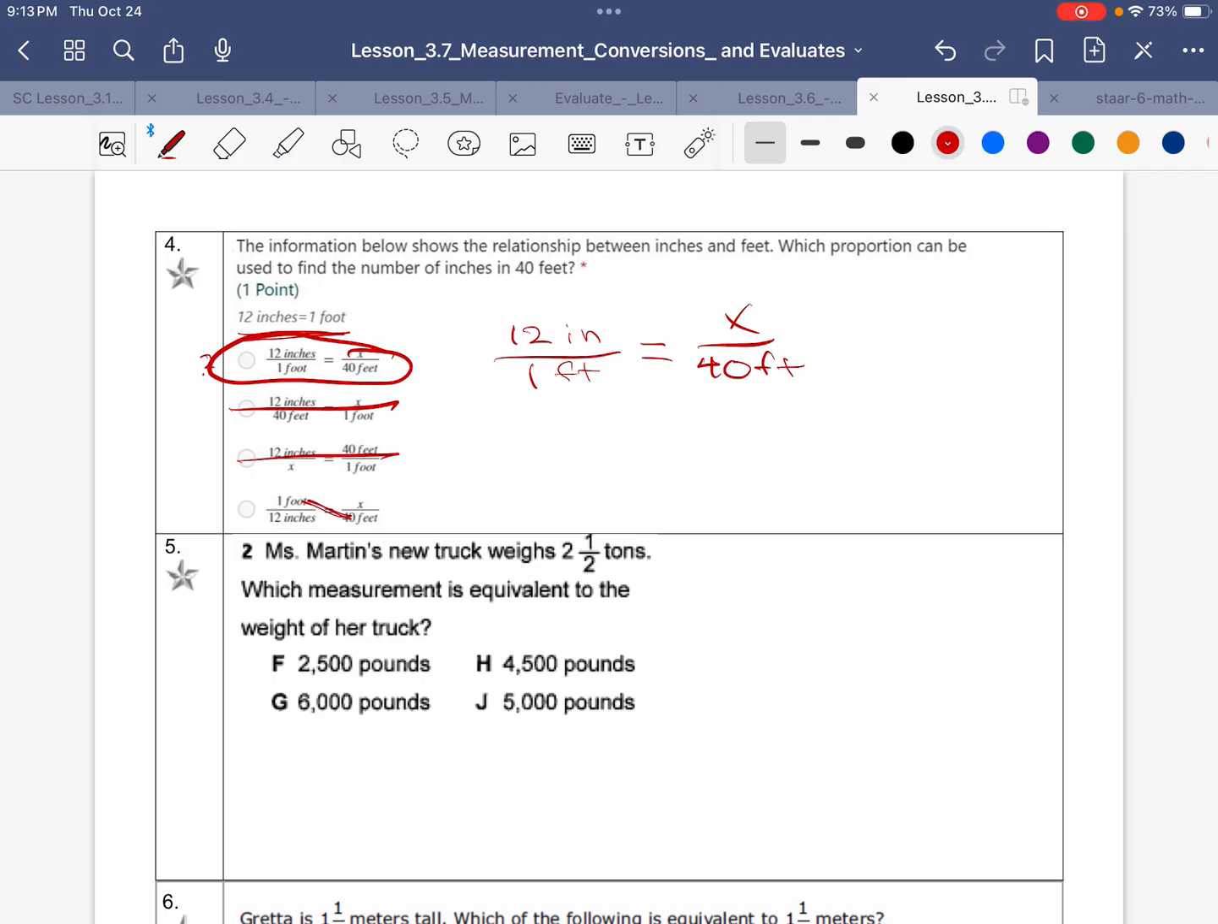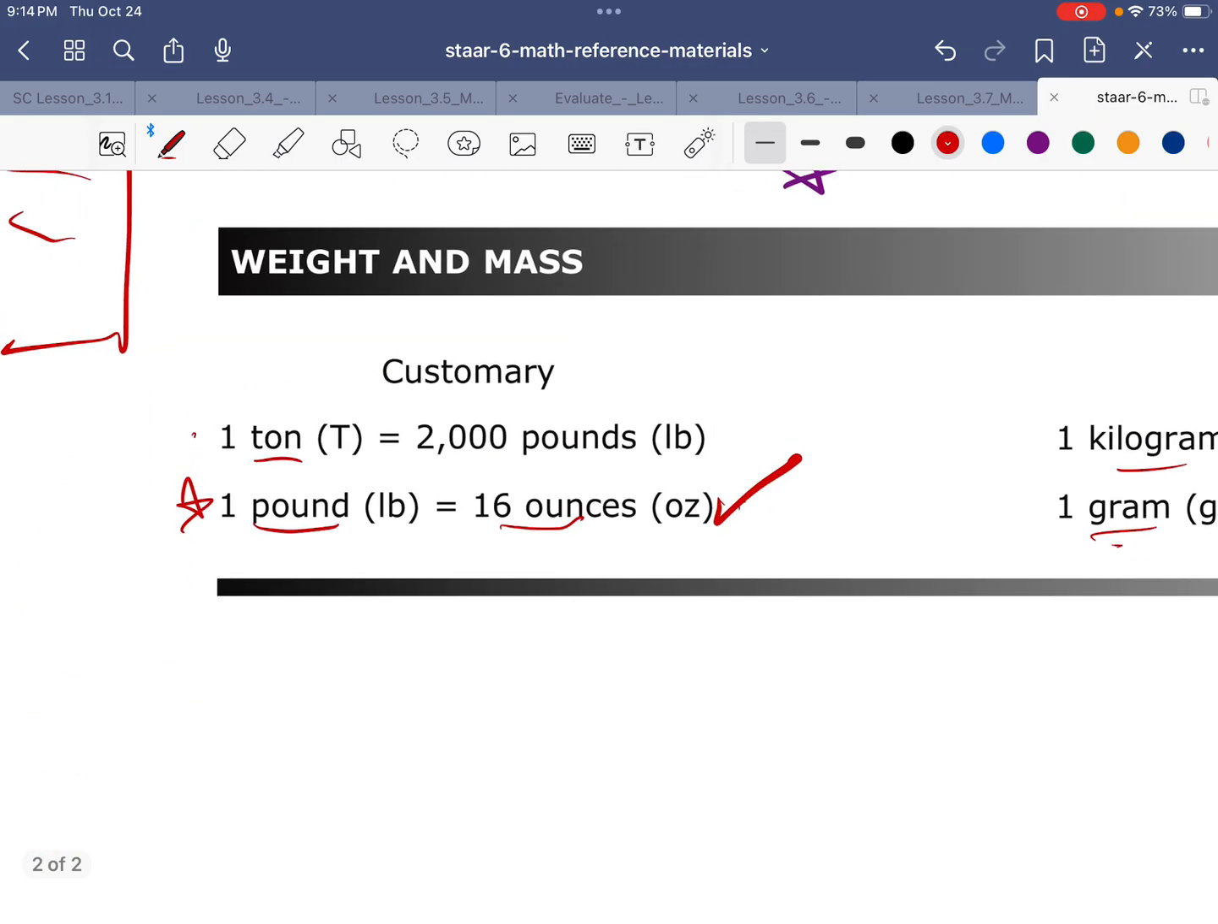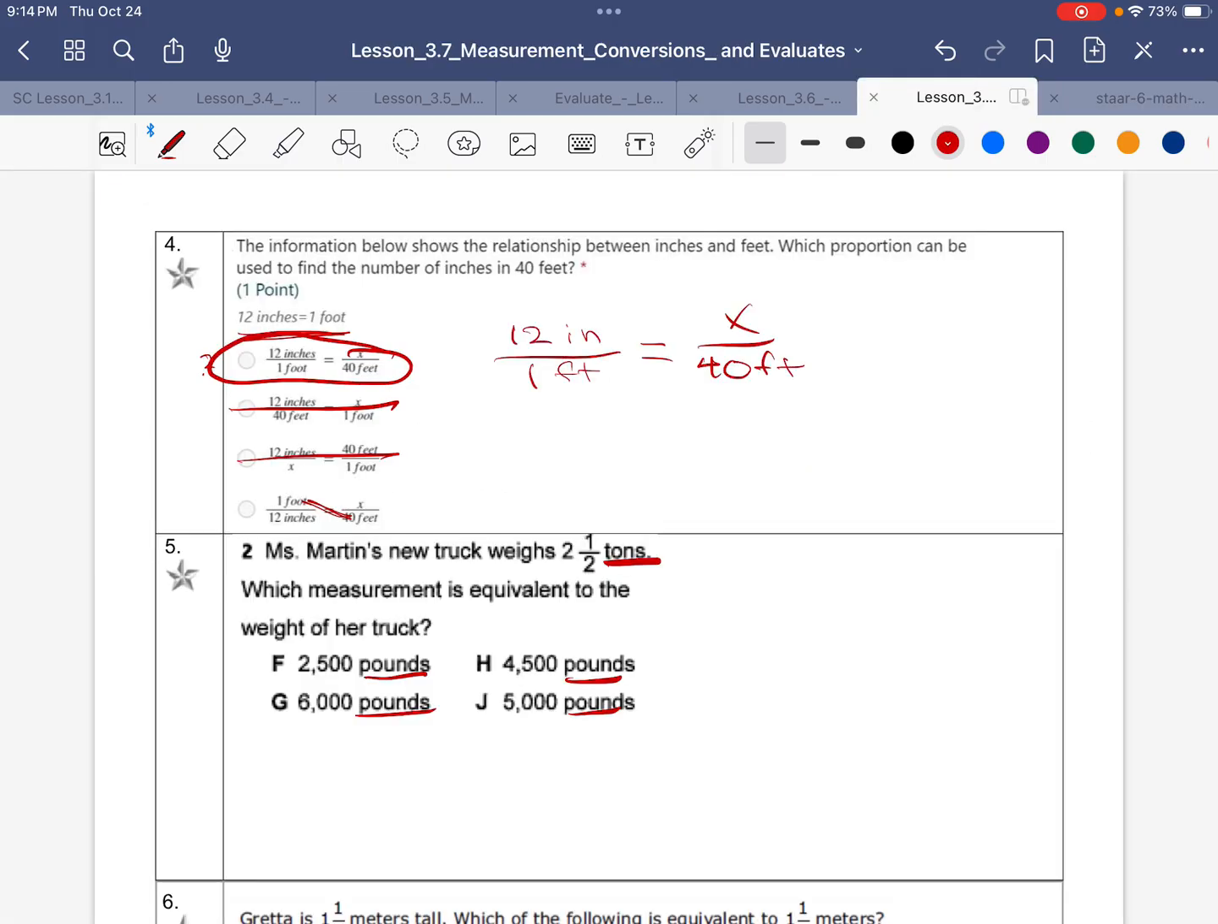Miss Martin's new truck weighs 2½ tons. Which measurement is equivalent to the weight of the truck? So we're trying to go from tons, and all of these are in pounds. So we need tons to pounds. Here it is right here. 1 ton, 2,000 pounds. We know we have 2½, or 2.5, tons. And how many pounds is that?